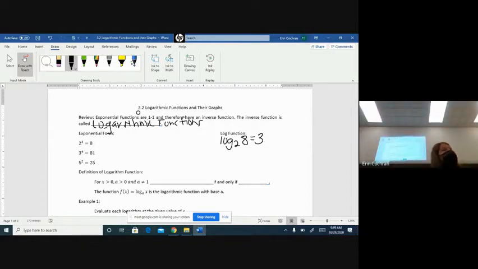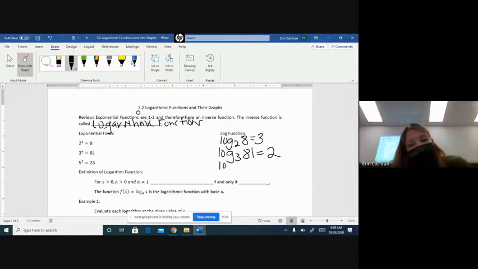3 to the 4th power, what's my base? 3. So it's log base 3 of 81 is 2. And then 5 squared equals 25. It's log base 5 of 25 is 2.